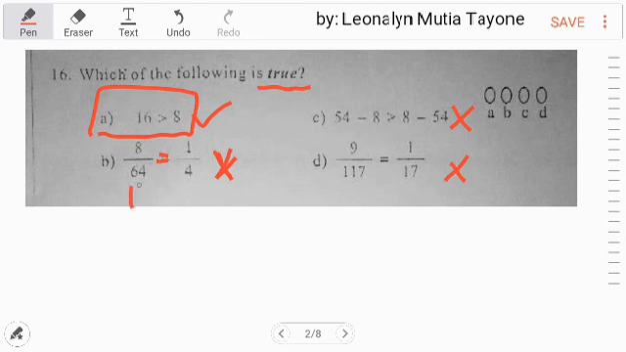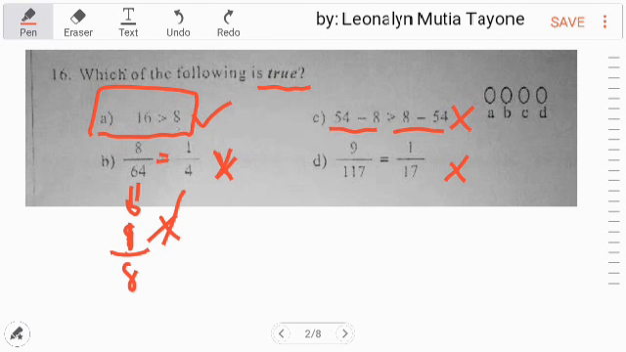So, 8 divided by 8, this is equals to 1. 64 divided by 8 equals 8. So, 1/8. Hindi iyan equals sa 1/4. Letter C. 54 minus 8 is more than 8 minus 54. Kung ito, isang set iyan siya, tama naman ito. More than nga naman itong 54 minus 8 kaysa 8 minus 54 kasi negative iyan.